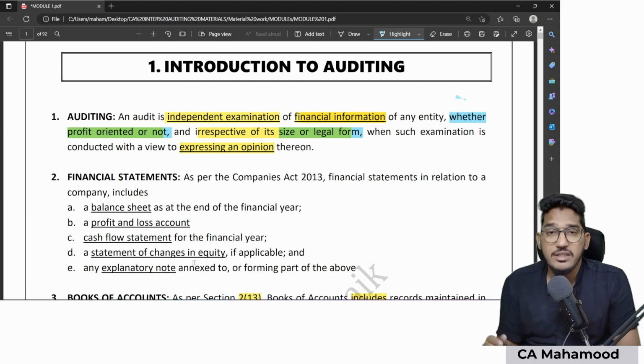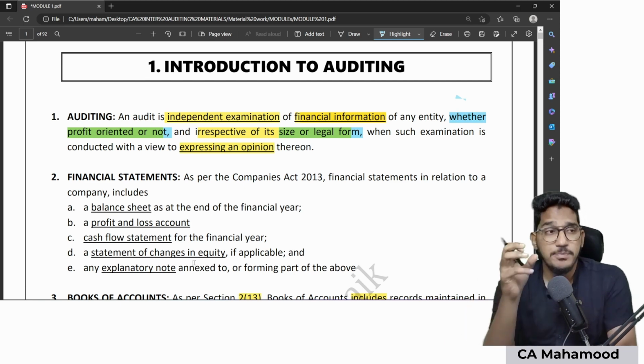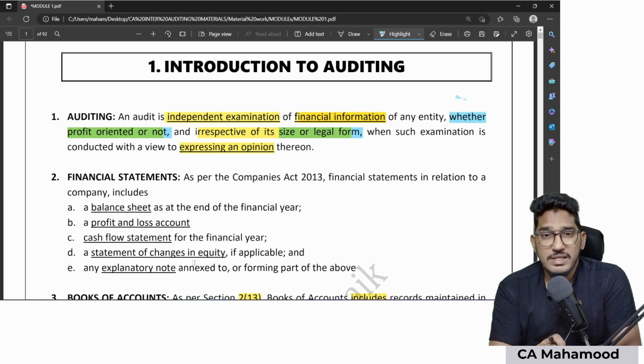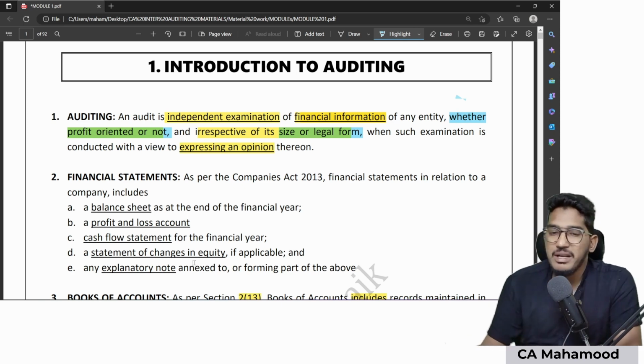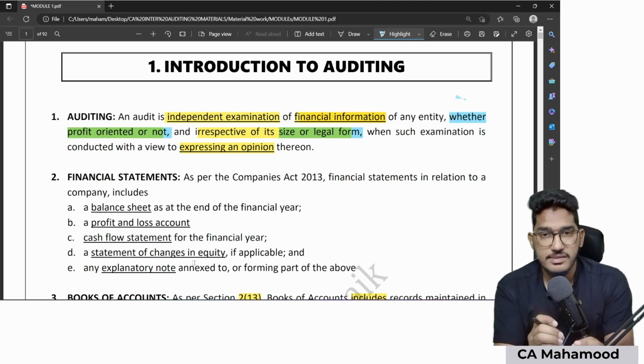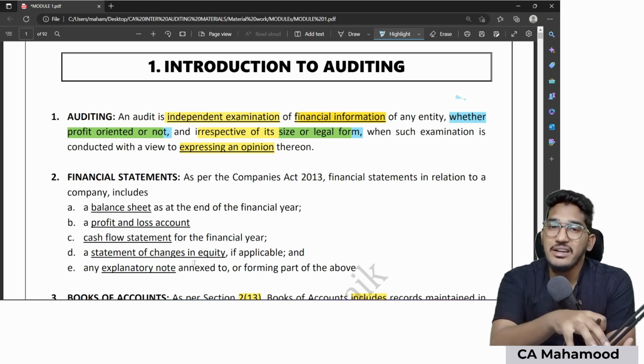And they also say irrespective of legal form, even the legal form of your client also doesn't matter. Sir, now what do you mean by legal form, sir? Legal form means simply the legal constitution which you are giving to your entity. How your entity is legally recognized.